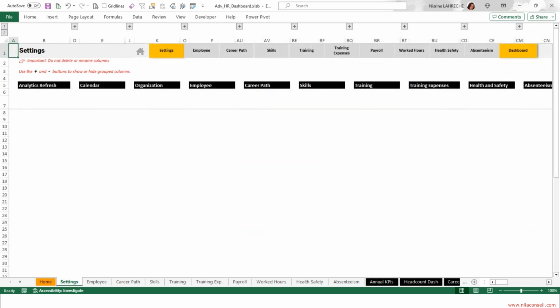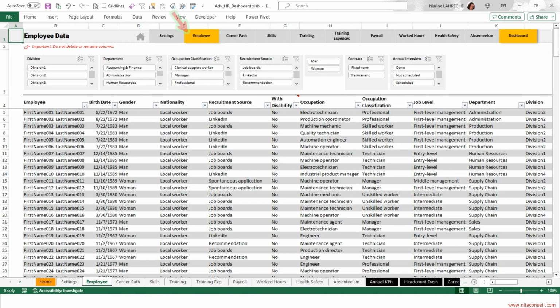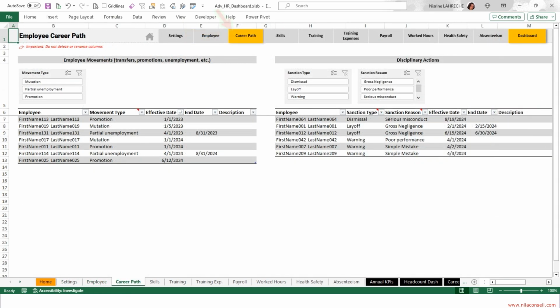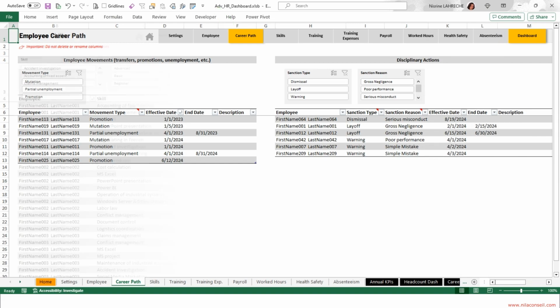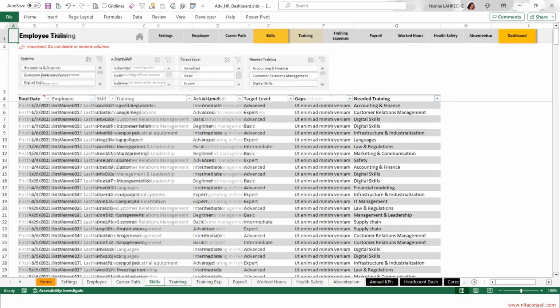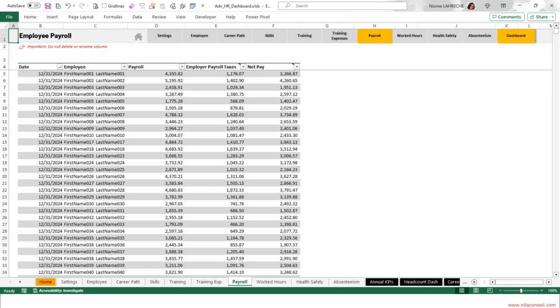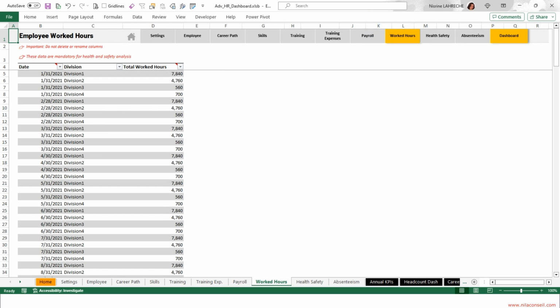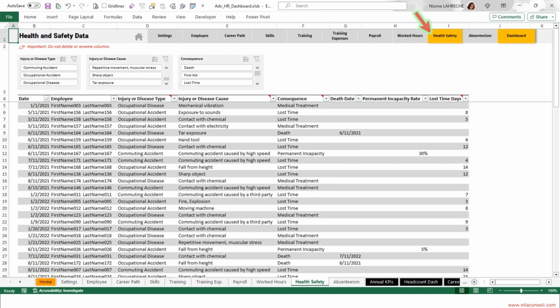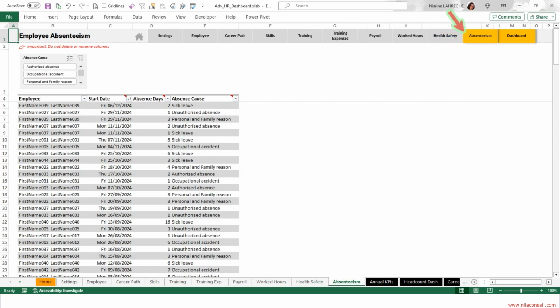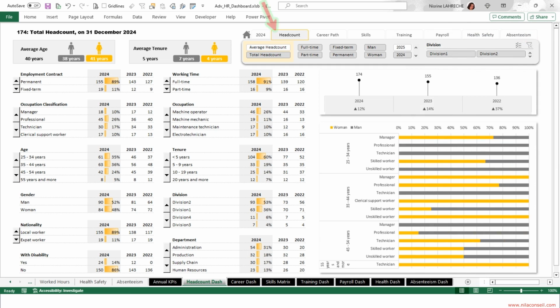Using this template is quite easy. Input your settings. Input or import employee data, movements data, and disciplinary sanctions. Employee skills, employee training and expense data. Remuneration, employee worked hours. Occupational accidents, commuting accidents, and occupational diseases. And employee absences data. The Headcount Dashboard allows you to visualize the key indicators of your workforce over 3 years.